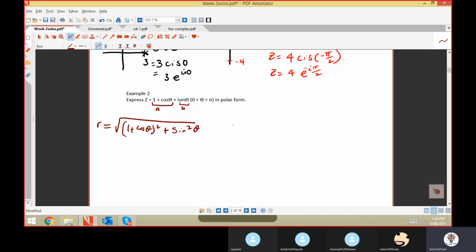All right, and then what would you do after this? Expand the 1 plus cos theta squared. 1 plus 2 cos theta plus cos squared theta, plus sine squared. Cos squared plus sine squared is 1. 1 plus 1 is 2, so we're at this stage.